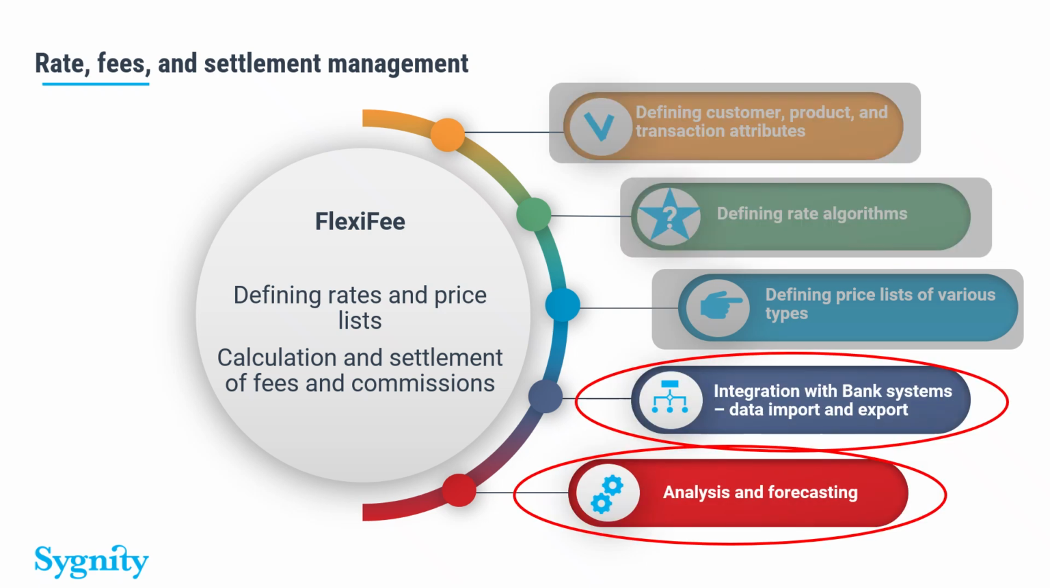To be able to use the full functionality of the system, in addition to parameterization, we need to supply the system with data, and for this purpose there are mechanisms that allow importing and exporting data to the system. The system also has a module that allows for the analysis of collected data and forecasting the bank's revenues when rates change.